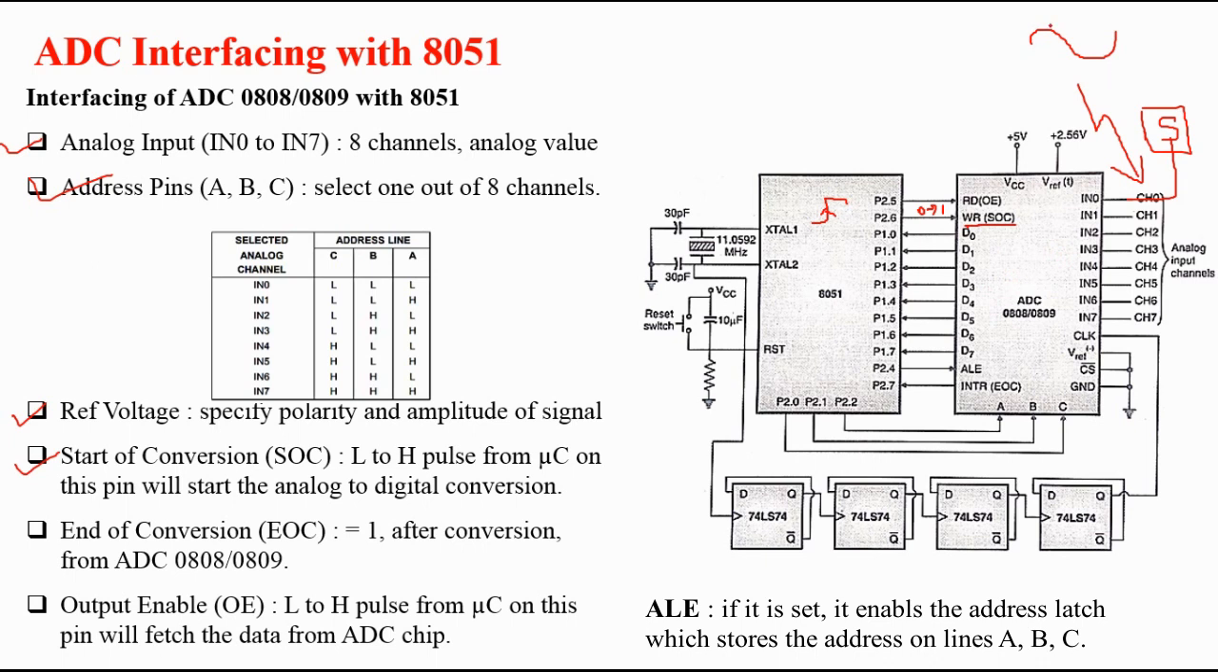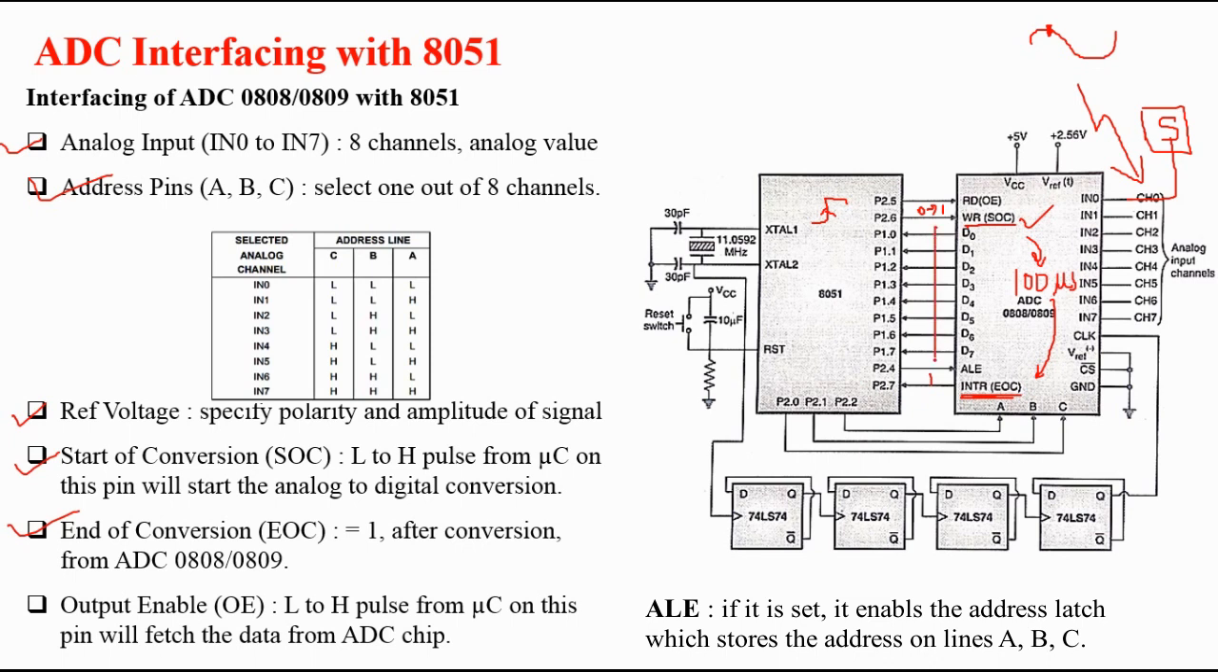Now let us take any random amplitude, an analog amplitude. The conversion of this amplitude into its digital equivalent will get started when SOC goes low to high. Then the end of conversion, that is the EOC pin, is available at this place. End of conversion means that when the conversion is started, after about 100 microseconds the EOC pin will become 1. It will tell the microcontroller that conversion is completed, please take the data which is available at the digital ports.